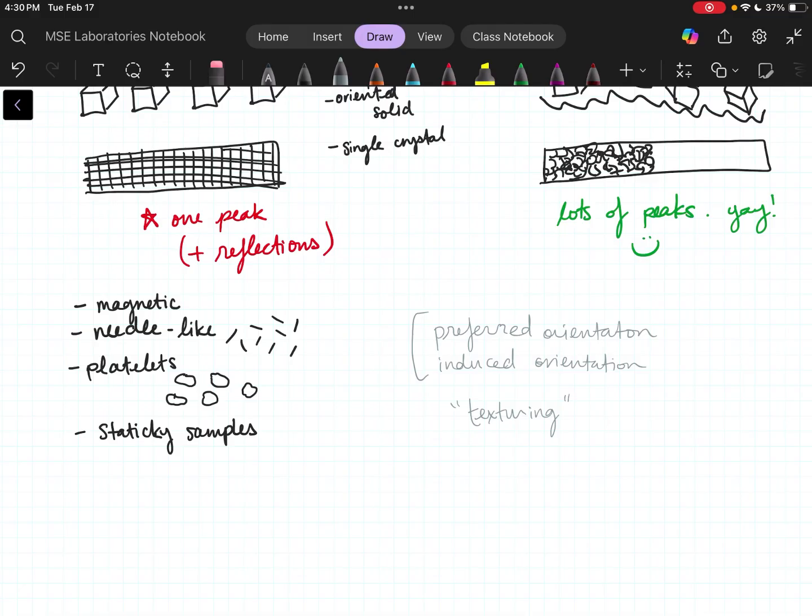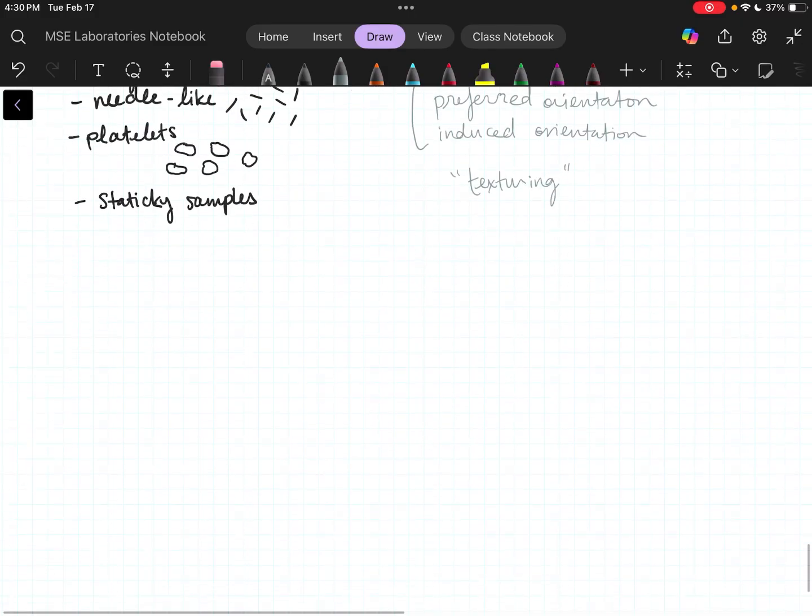So you can actually refine for texturing when you're looking at the data. You're like, actually, I know that my sample was run in such a way where it's probably going to be oriented, and you can sort of, not like back calculate, but you can sort of minimize the effect of the texturing if you know it's happening. But if you see that word, texturing, that's what that is.